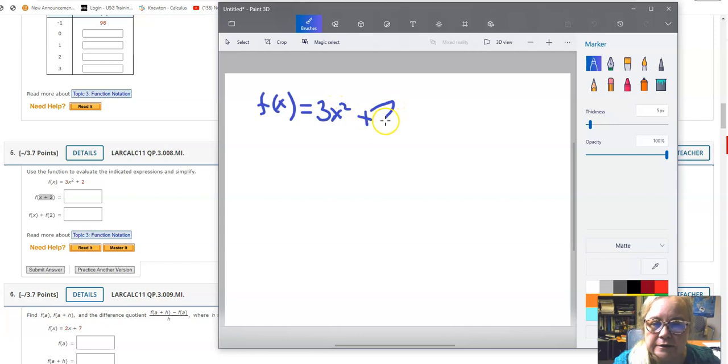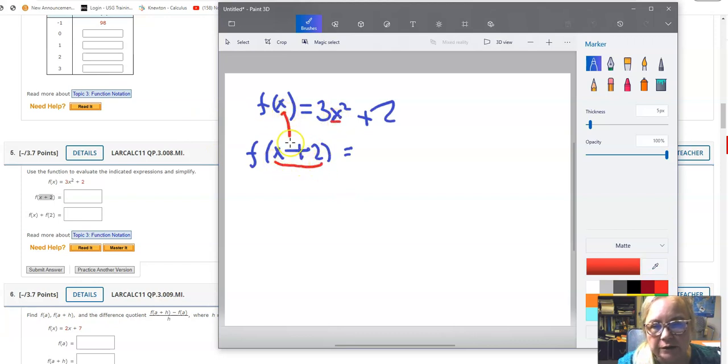And when you are asked to find f at x plus 2, you need to replace x in f of x. Where we have x, we put x plus 2. We already replaced x on the left by x plus 2, so now we need to replace on the right hand side. So we put 3 times, and instead of x we put x plus 2. But x needs to be squared, so now we square x plus 2, plus 2.